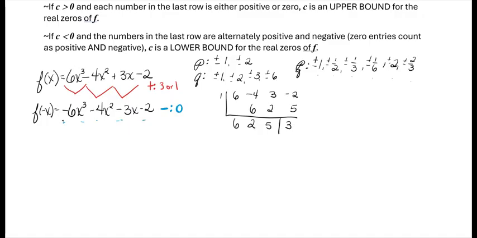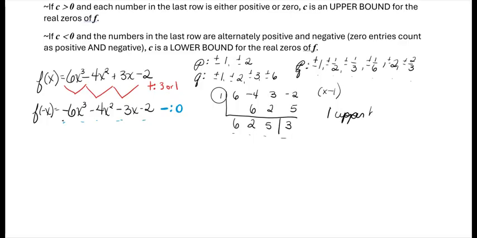This is not a 0. 1 is not a 0. However, because my leading coefficient is positive right here, and the C that I tested is greater than 0, I can come up to this rule that says if C is greater than 0, and each number in the last row is either positive or 0, C is an upper bound. Well, look at this. My C is positive because I'm testing x minus 1, which means that I'm testing a positive 1, and that's greater than 0, sorry. And each one of these is either positive or 0. That tells me that the number 1 is an upper bound.